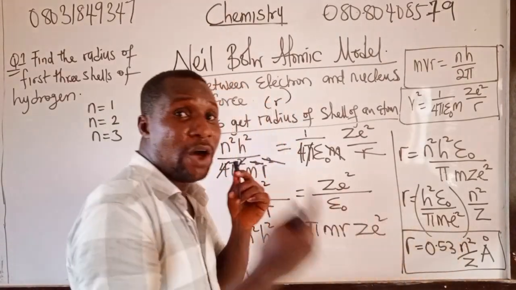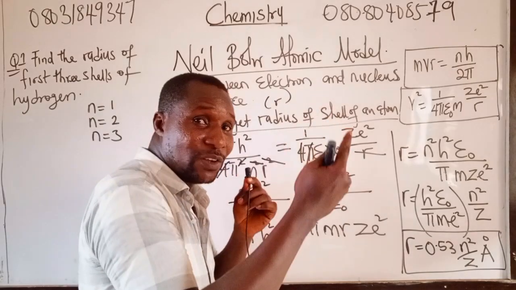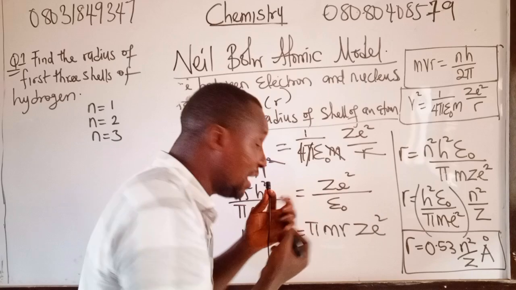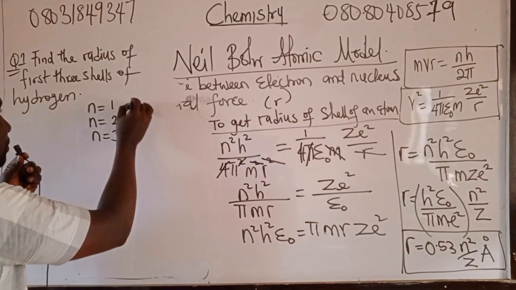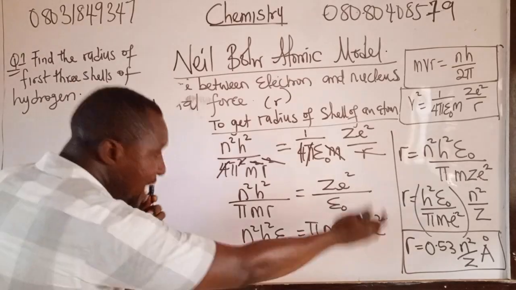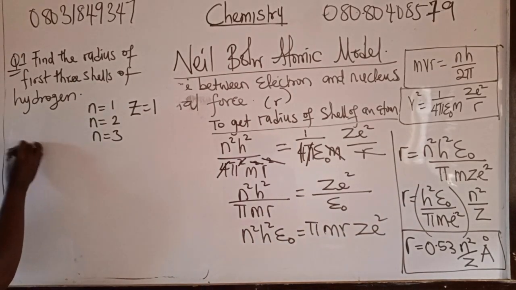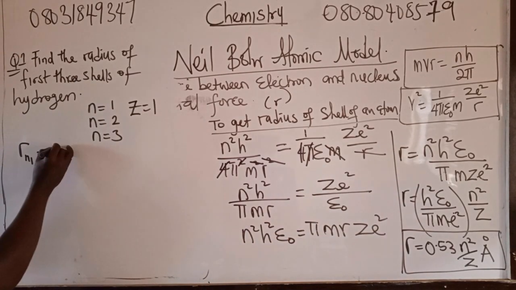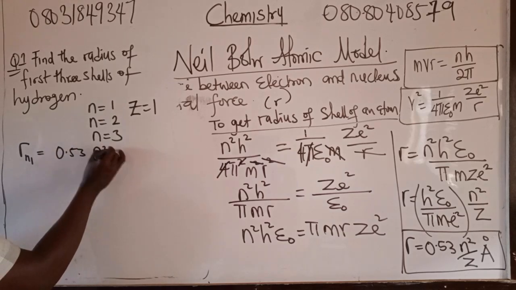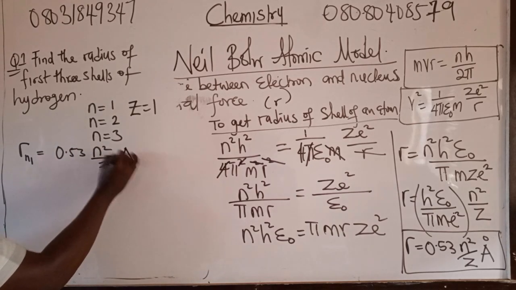N means number of shell. For the first three shells, you have to find the radius of the first shell, the radius of the second shell, and the radius of the third shell. And for hydrogen, Z equals 1, the atomic number of hydrogen. Then applying that formula, Rn equals 0.53 times n squared over Z Angstrom.